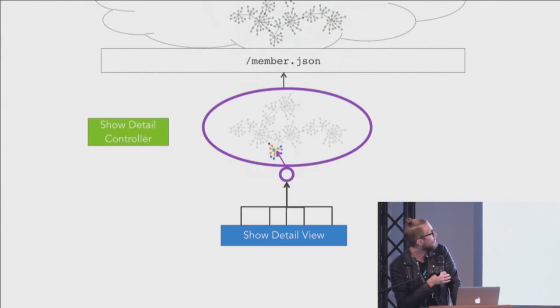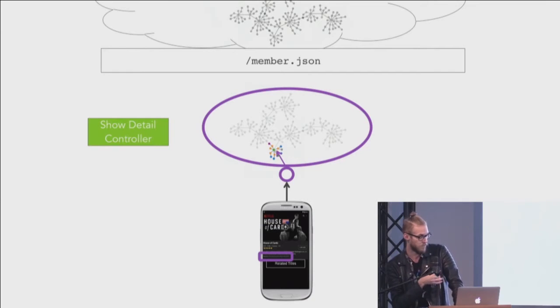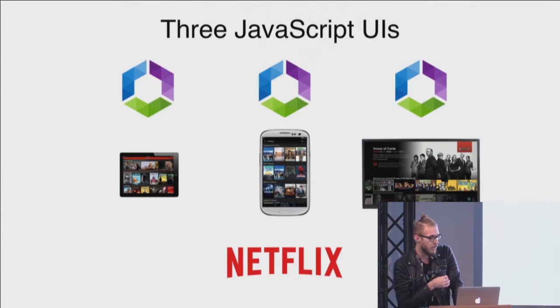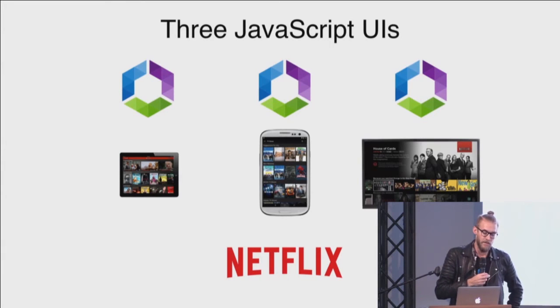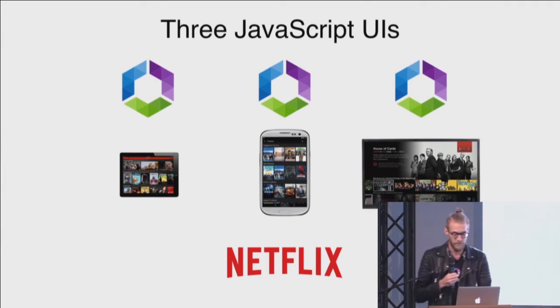So the server sends us down this little piece of data. The controller sends it down into the view, and the view gives us some HTML. And that's the story of how Netflix is able to share the same data model across radically different user interfaces and platforms. Thanks.